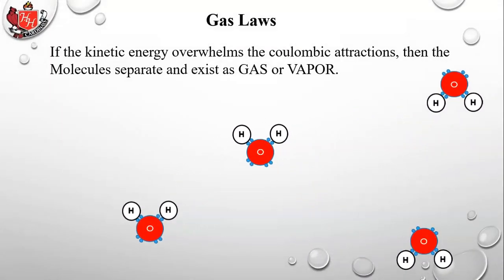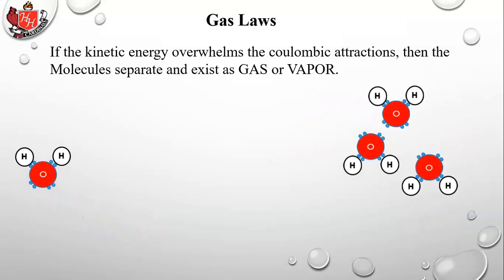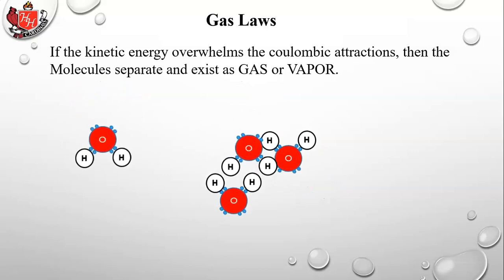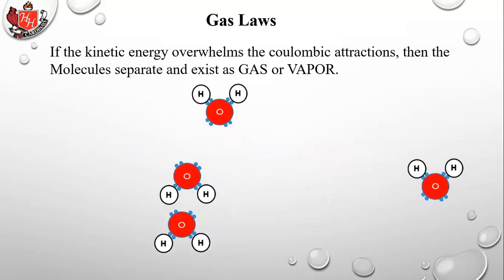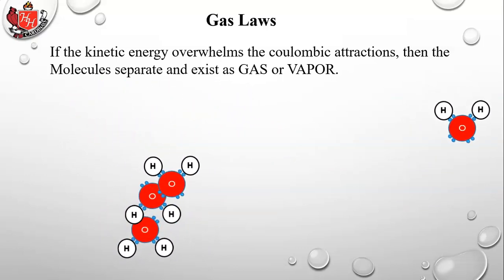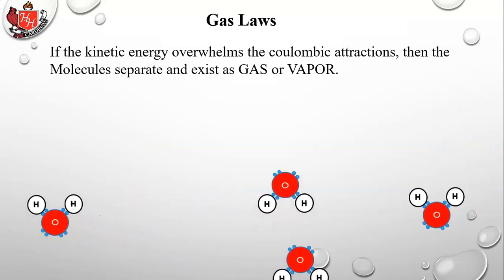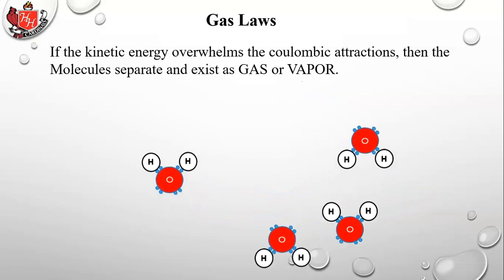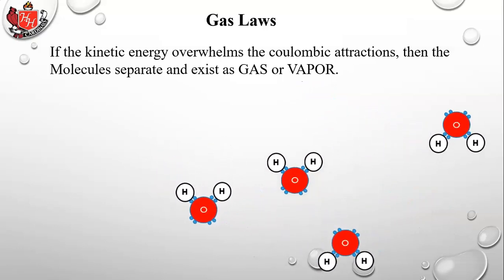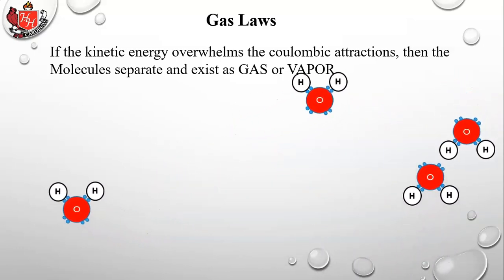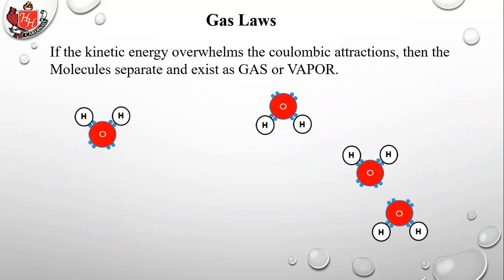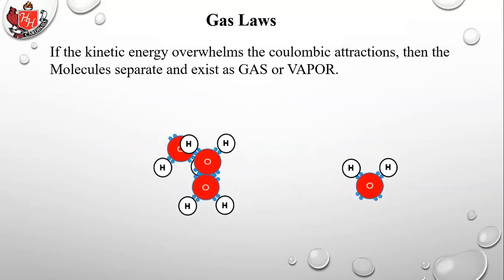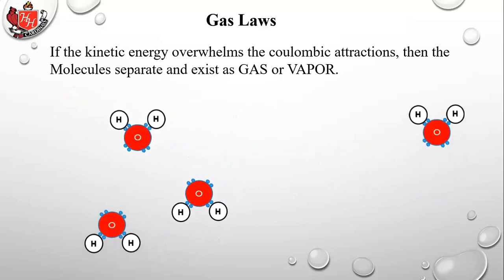So if the kinetic energy overwhelms the Coulombic attractions, then the molecules separate and exist as gas or vapor. Substances can exist in three states: solids, in which the atoms or molecules stick together very tightly and can't move. They can wiggle, but they can't move around. In liquids, they can move around, but they keep in touch with each other. They continue to touch other molecules next to them, but they can move around. That's why liquid water can slosh around.